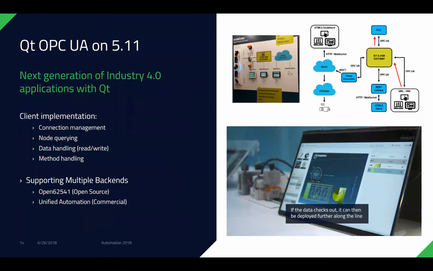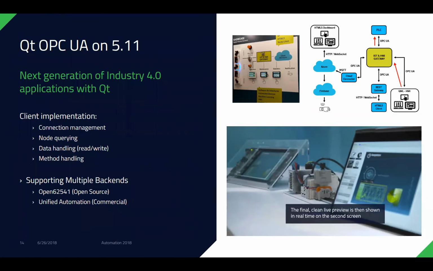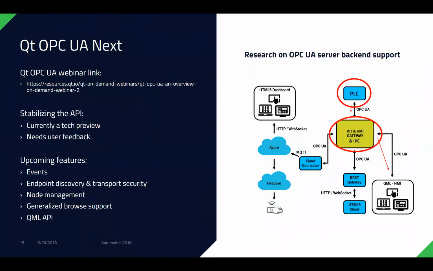Use case scenarios, as I mentioned before, are touch panels, SCADA systems, gateways, everything related to retrieving information from an OPC UA server. Just a few words on what we are focusing on next with OPC UA, because we believe that OPC UA will be the next standard protocol in industrial automation scenarios. We already recorded a webinar that is available online. Please check that if you have any other questions about OPC UA implementation.